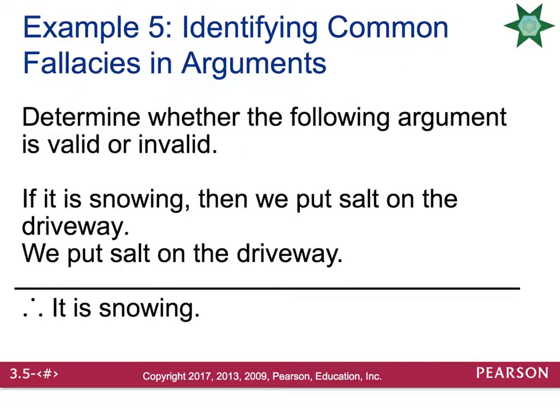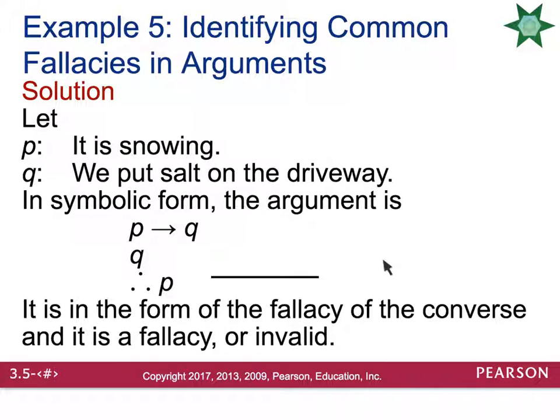So let's put that in symbolic form. P is it is snowing. Q is we put salt in the driveway. Here's our first premise: if P, then Q. Our second premise is Q, and then our conclusion is P. So this is the fallacy of the converse, and it's not a valid argument; it's invalid. We can apply that to the two common fallacies that we looked at. The fallacy of the converse was one of them. That was this one.